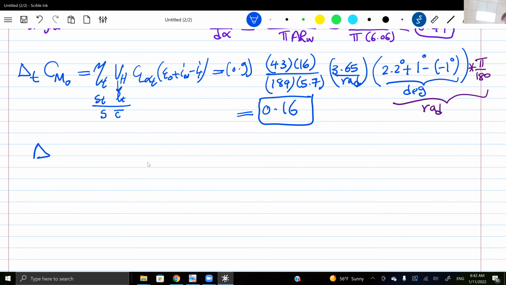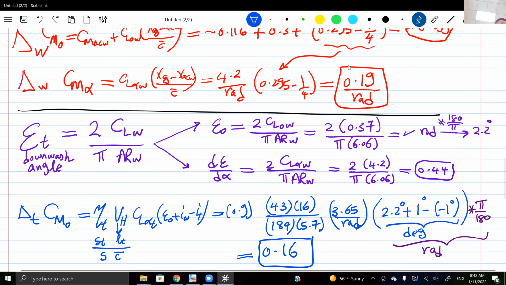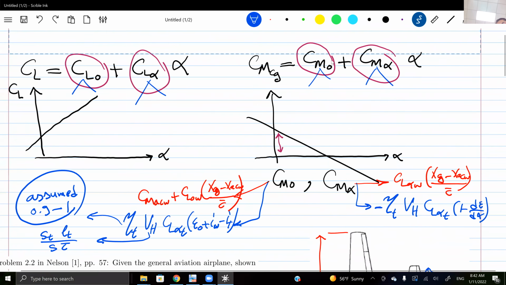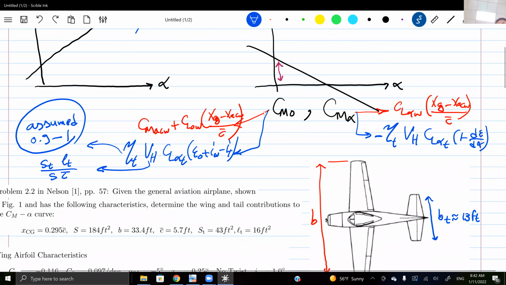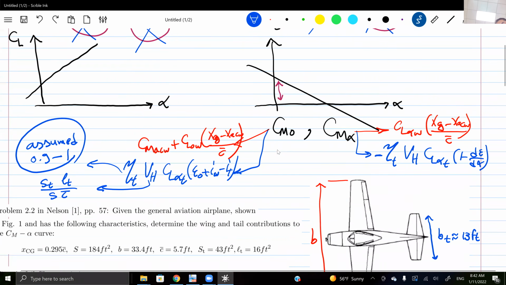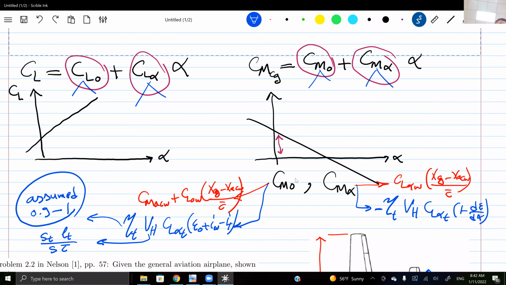So the other thing here, these are the two constants I'm interested in, right? For the CM versus alpha, like any line, it's defined by two constants. Each one of these two constants has two parts, one coming from the wing and one coming from the tail. So I got this part, which is the tail contribution to CM naught. Now I'm going to compute this part and it will be done.